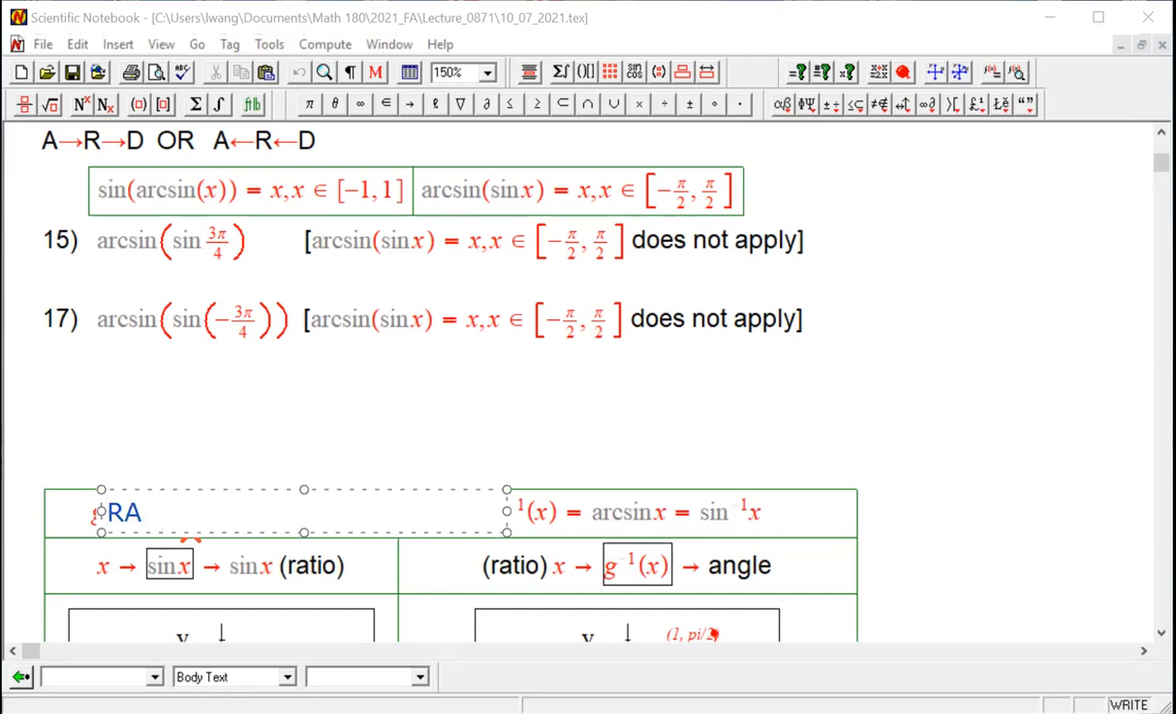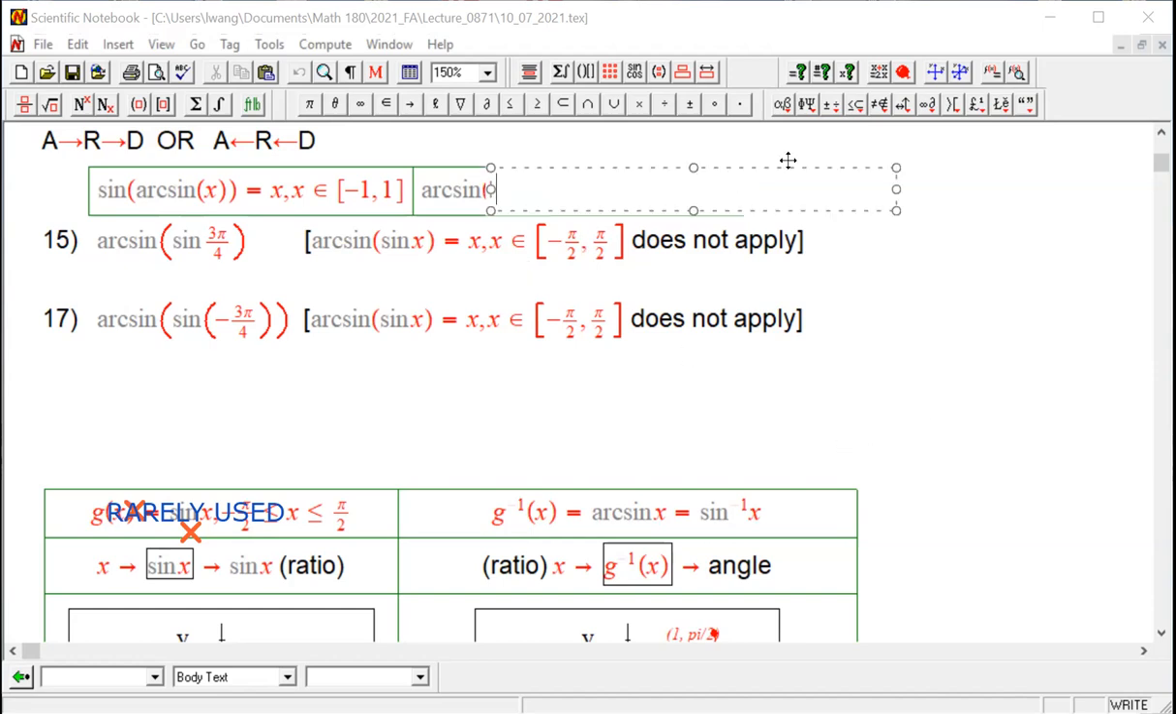Rarely used. What does it mean, rarely used? We seldom use it. We always refer to which one? The sine with all real numbers as domain and range between -1 and +1, okay? Always, unless otherwise specified. What is unless otherwise specified? Right here. This is the situation where we have the unless otherwise specified.